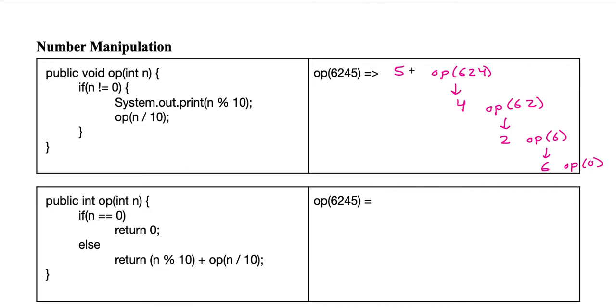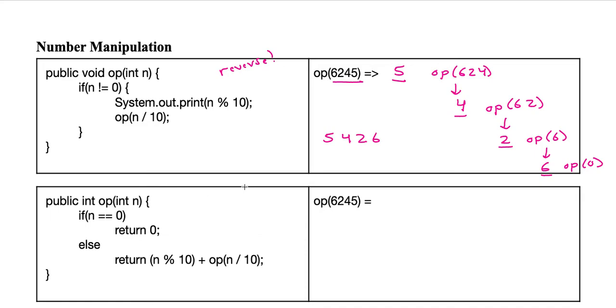So the values that are printed out are 5, 4, 2, and 6. And you'll notice that it's the original number, but just in reverse. So this is a way to reverse a number.